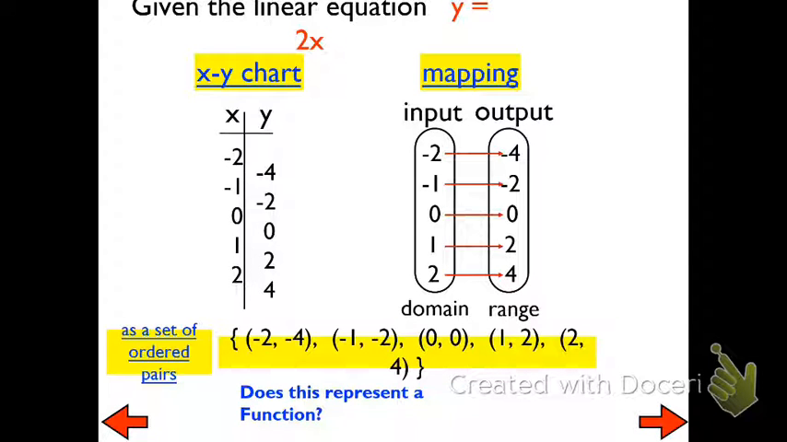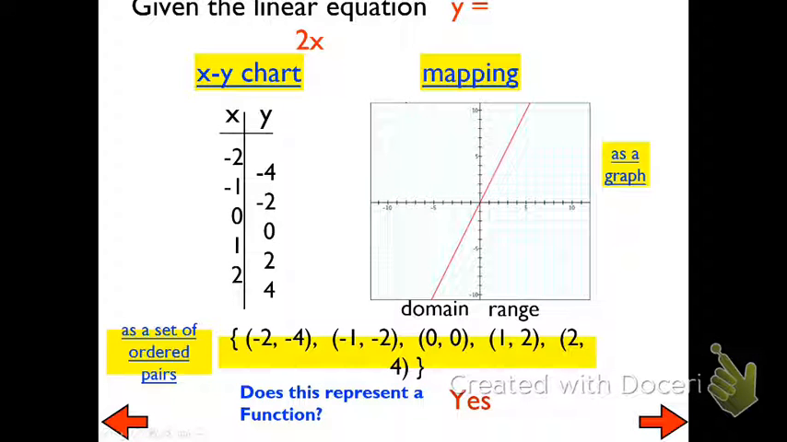Does this represent a function? So if you look at all of the x's, every x just has one y value that goes with it. So yes, it is a function. Now, if I were to graph it, I want you to notice that it makes a line.